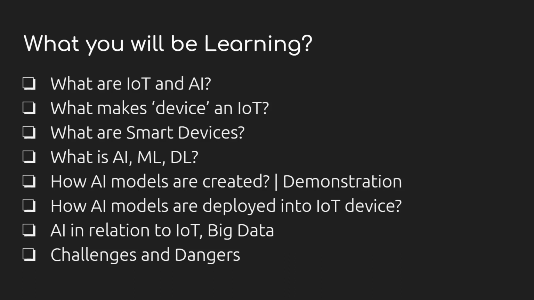Okay. So let's see what we will be discussing today. What are IoT and AI in very simple terms, in a very basic way. Then what makes a device an IoT device, what are smart devices, what AI, ML and DL are, and how these AI models are created. I'll show you a small demonstration of it. Then how these AI models are deployed into IoT devices, then artificial intelligence in relation to IoT and big data. Then we'll also look at the challenges and dangers faced regarding this.